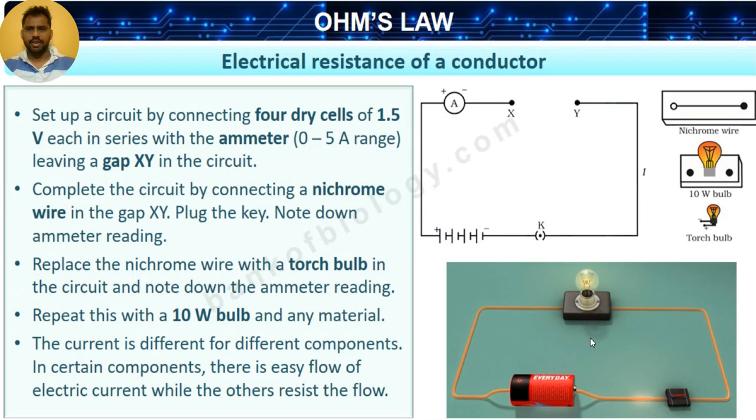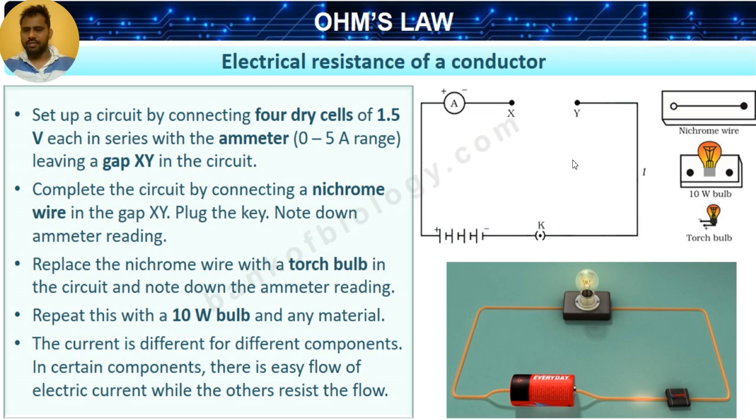Now let's move ahead. Electrical resistance of a conductor. Set up a circuit by connecting 4 dry cells of 1.5 volt each in series with the ammeter, 0 to 5 ampere range, leaving a gap XY in the circuit. Complete the circuit by connecting a nichrome wire in the gap XY. Okay. Plug the key, note down the ammeter reading.